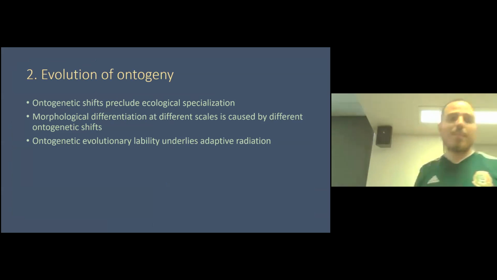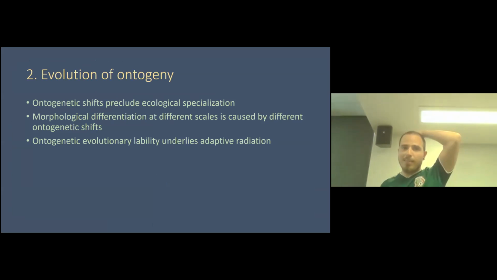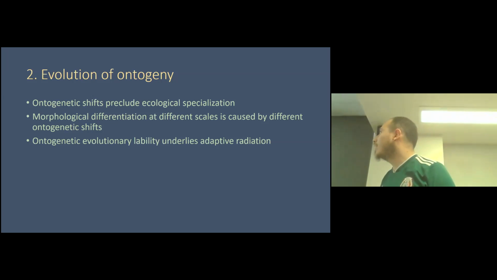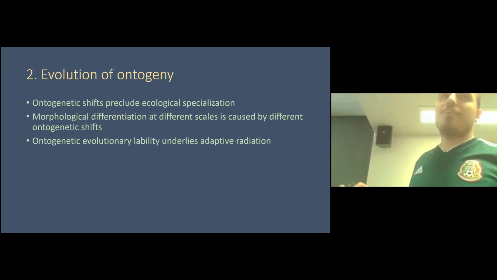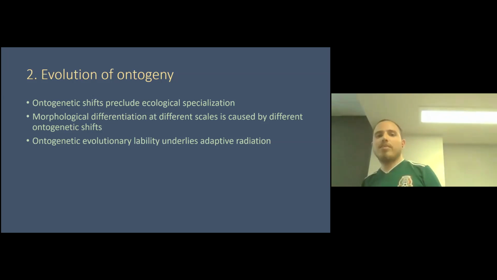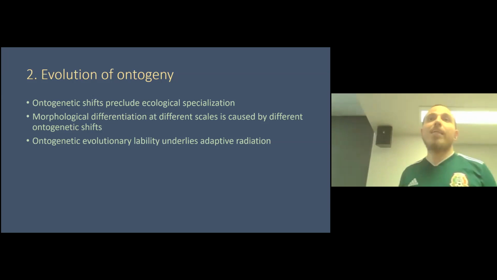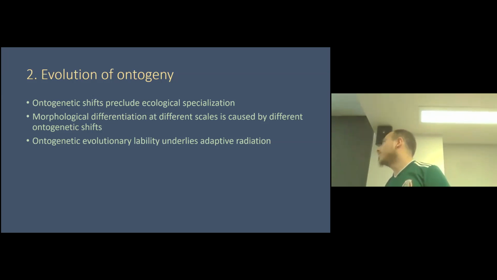So in summary, it seems like ontogenetic shifts are important for ecological specialization to occur, like we saw in this very specialized arboreal monitor. That morphological differentiation at different scales is caused by different ontogenetic shifts, and that ontogenetic evolutionary lability may be underlying adaptive radiation, like in the case of the Australian monitors.